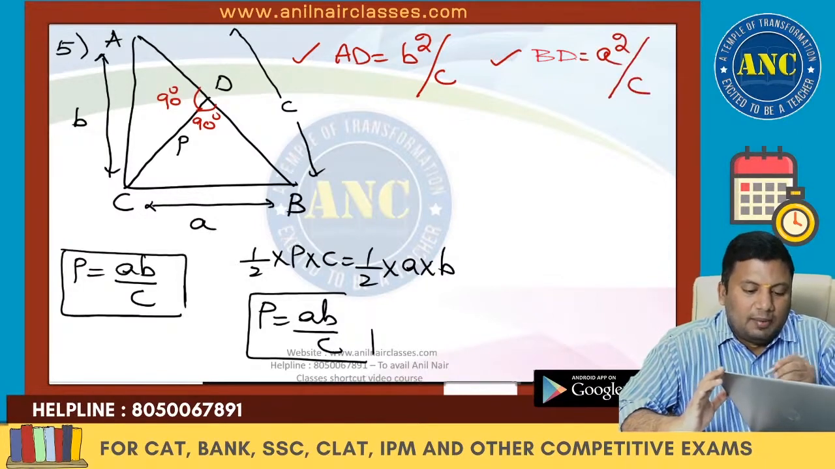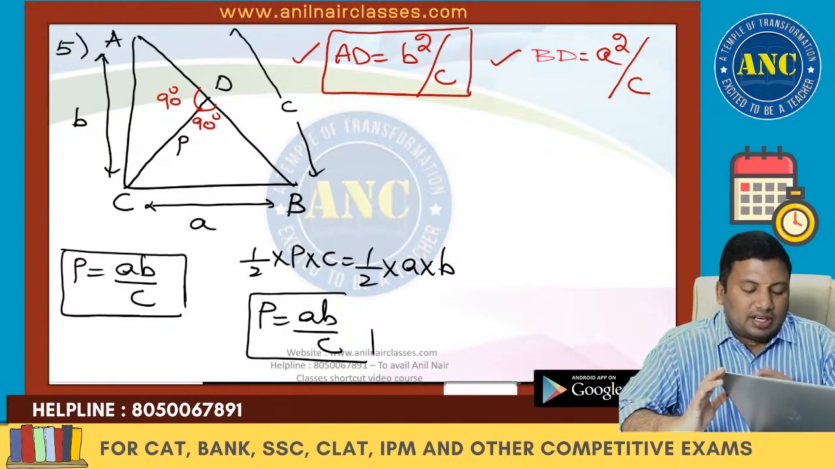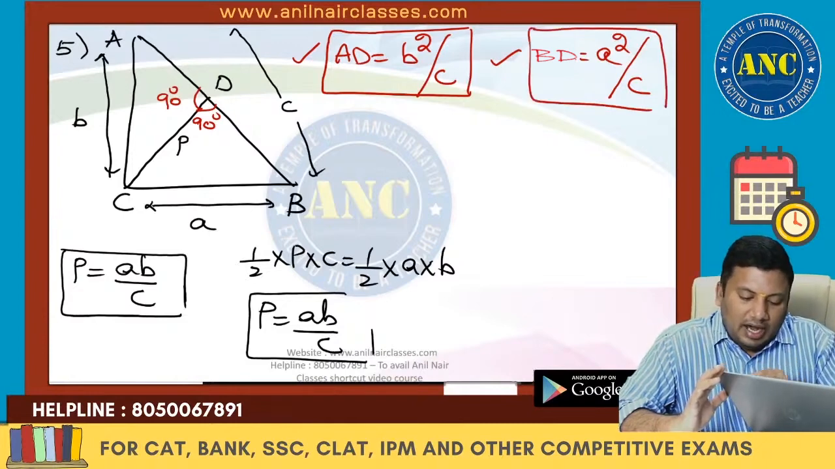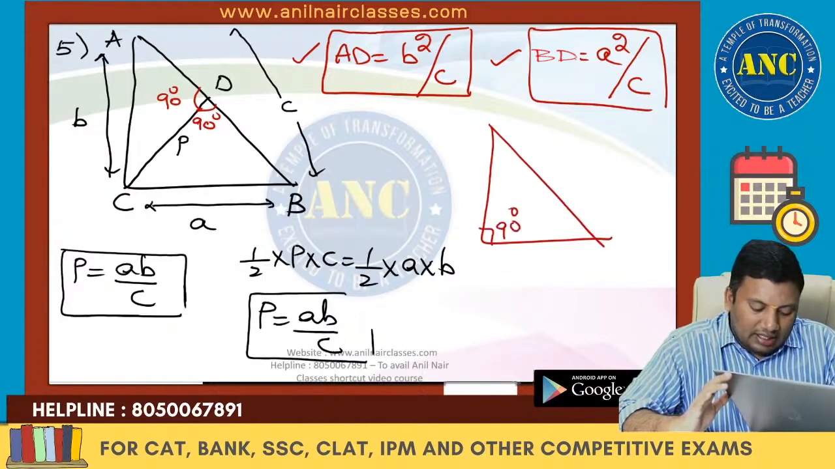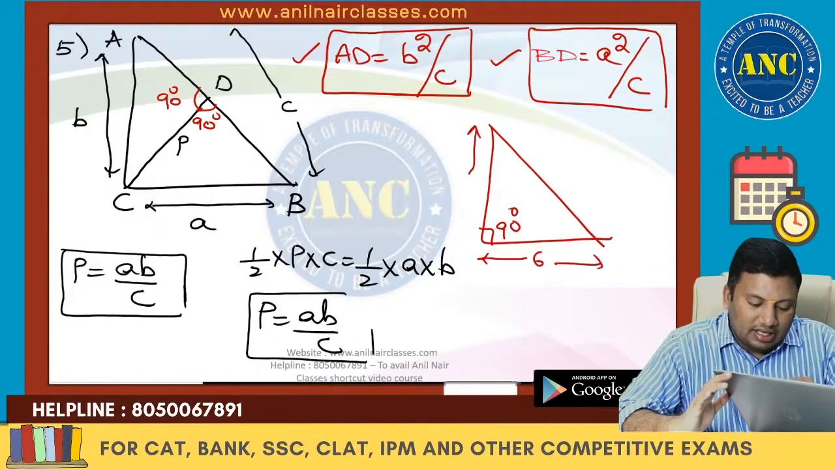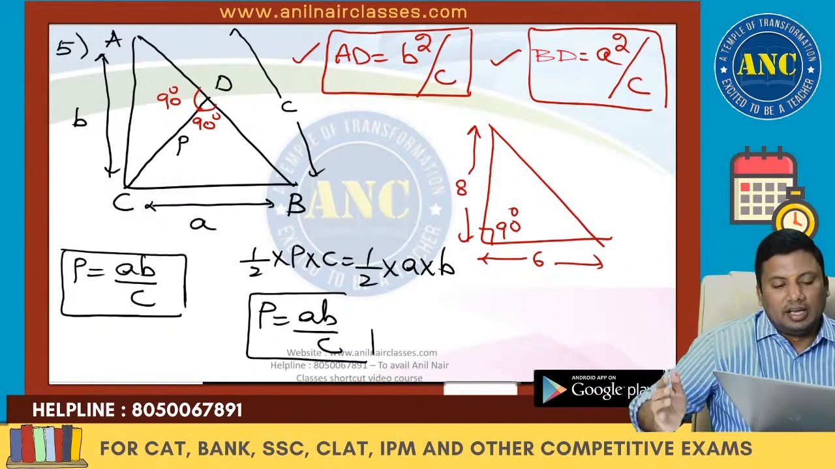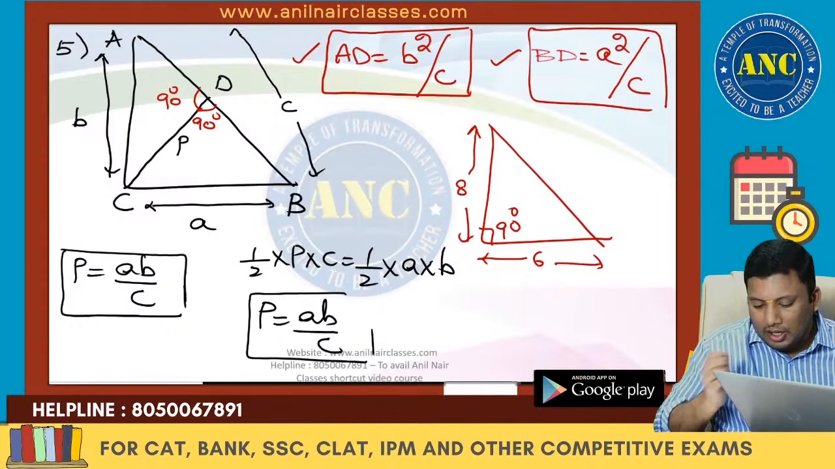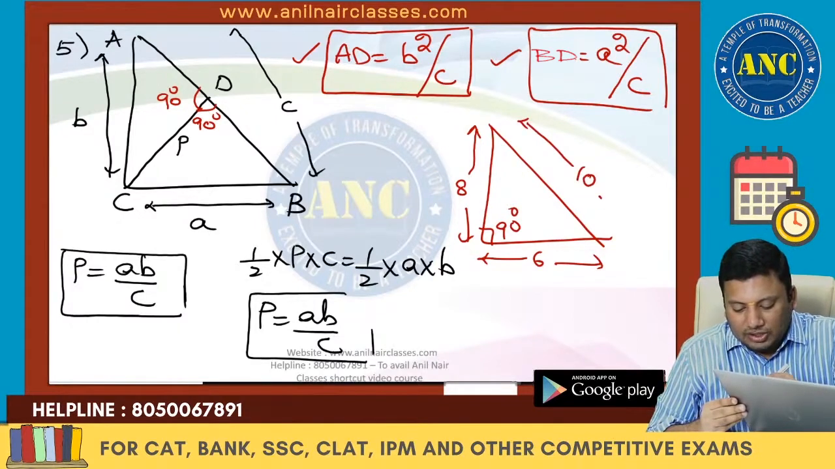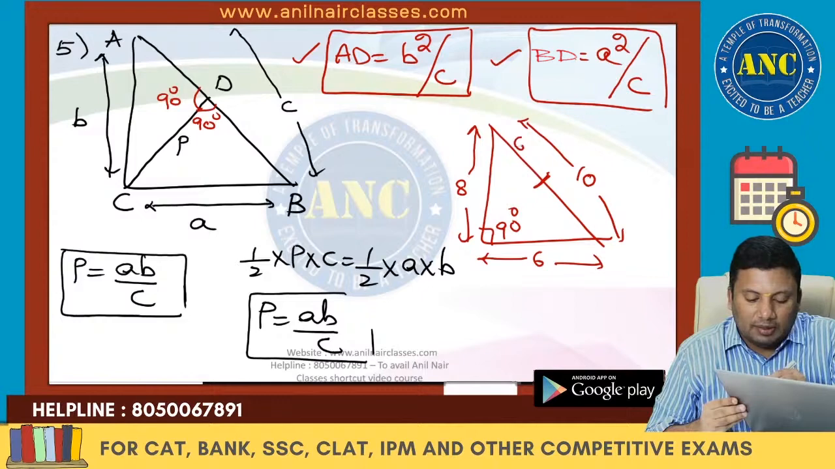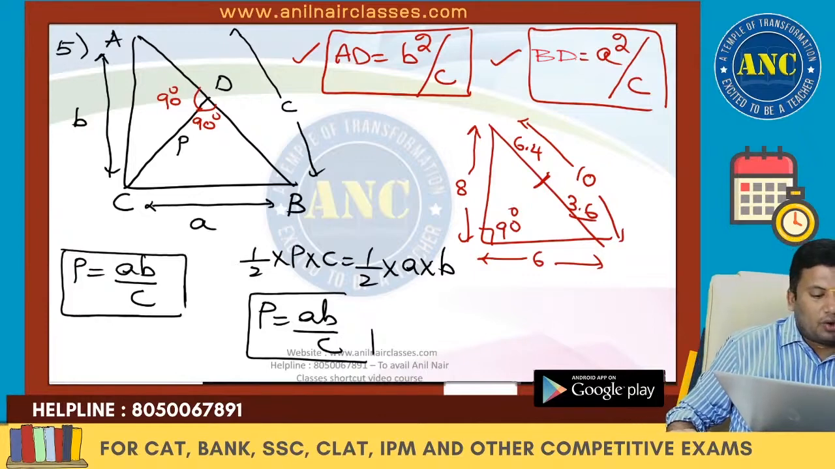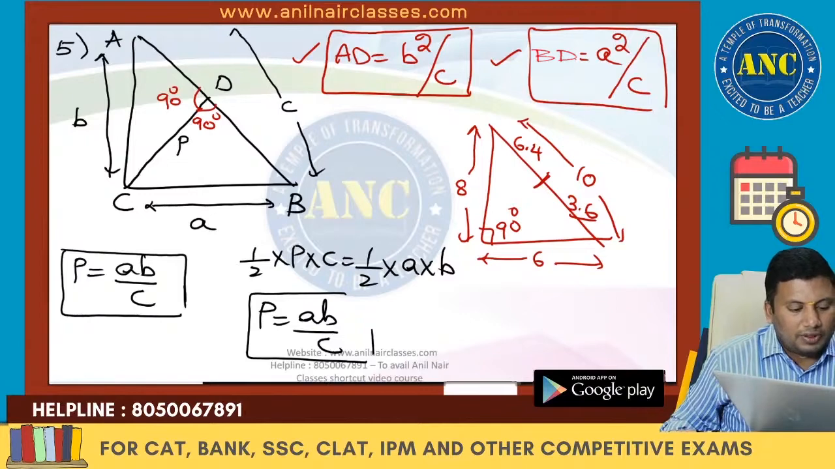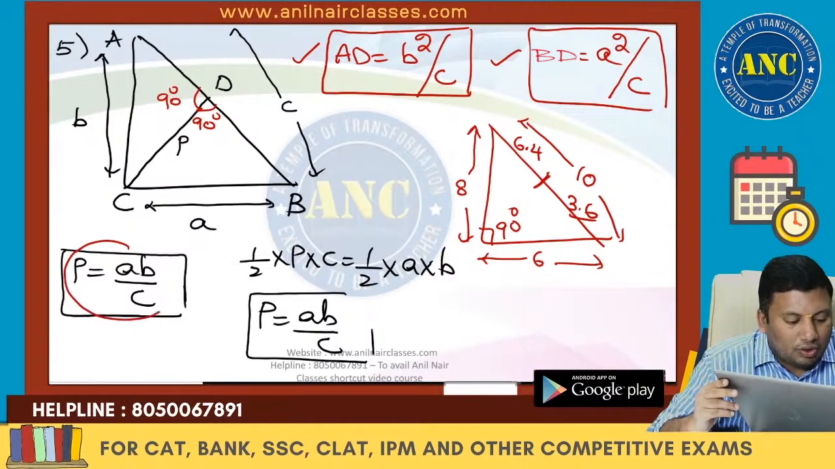A square by C. Please make an important note of it, sir. AD is B square by C and BD is A square by C. That means if a right angled triangle is there like this, and it is 6 and this is 8, now if you see here, this is nothing but 10, because based on Pythagorean triplets, this is 8 square by 10, 6.4. This is nothing but 3.6. I hope the idea is clear. P is equivalent to AB by C.